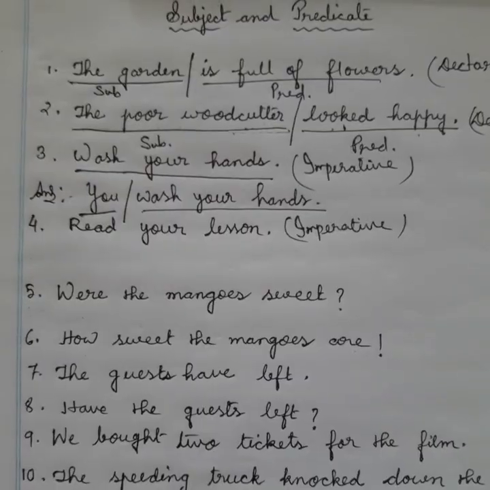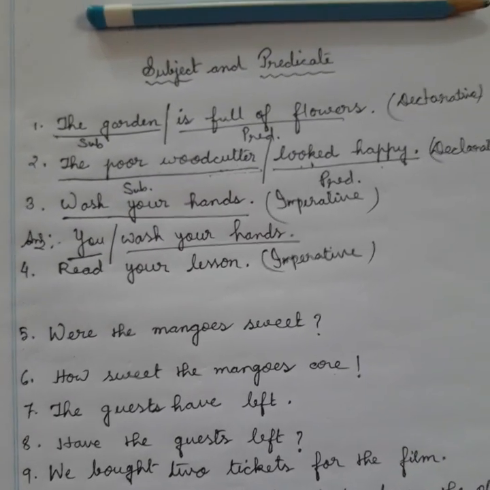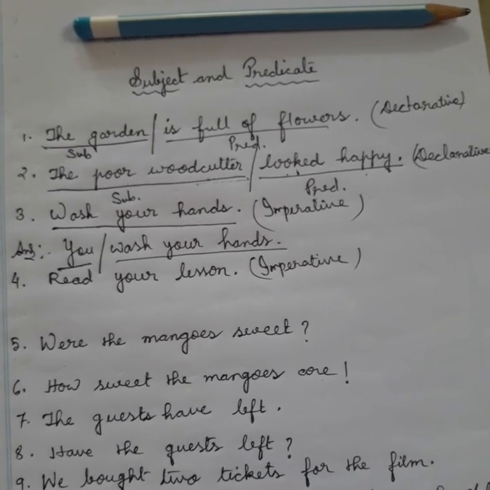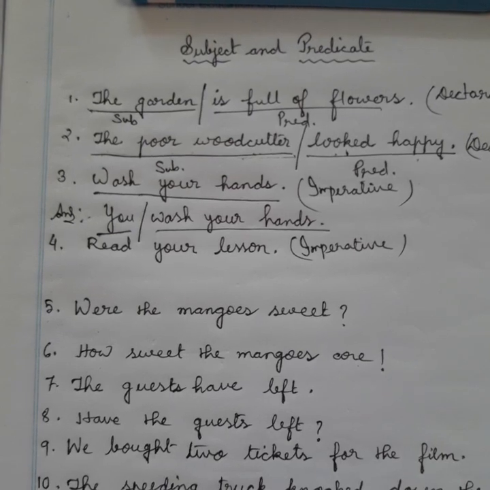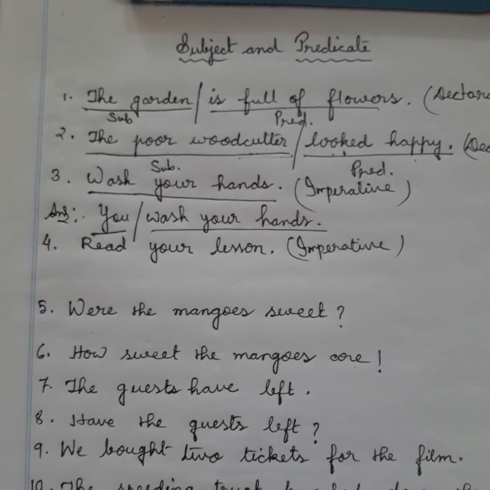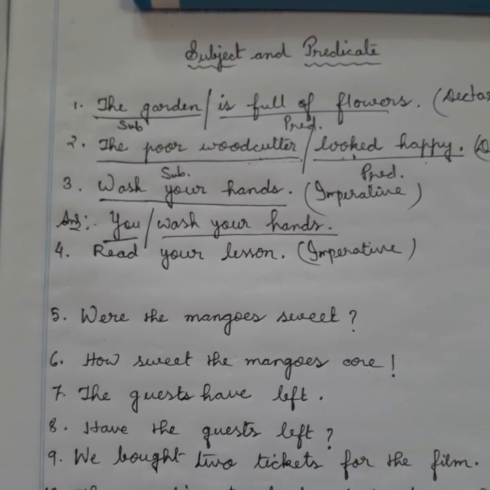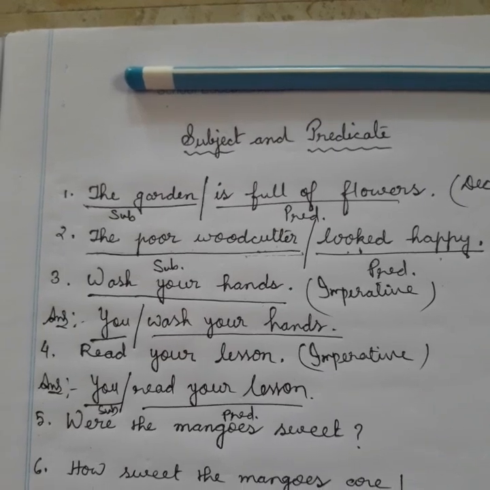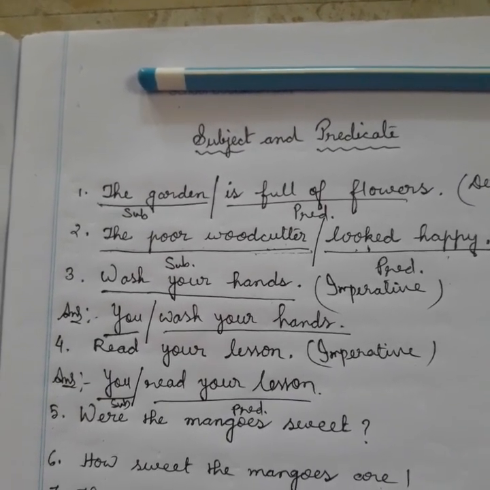Understood? Next. Number 4 is also an imperative sentence. Here also the subject is not stated, it is understood. So in case of an imperative sentence, there will be no subject, and you have to add the subject by yourself. Again, read your lesson, you read your lesson. So what will be the answer? You.